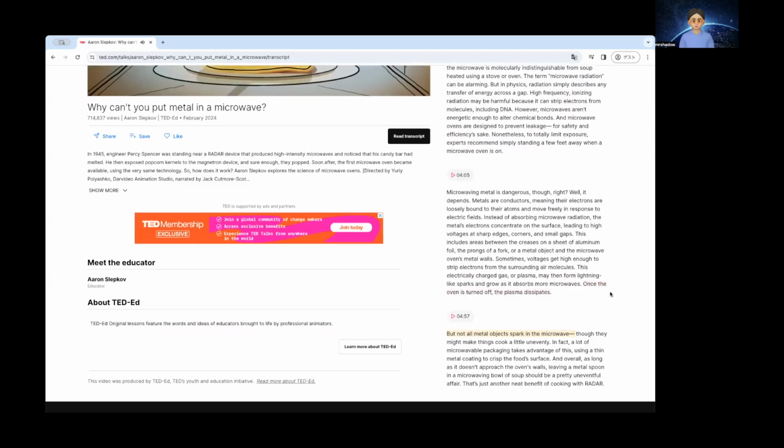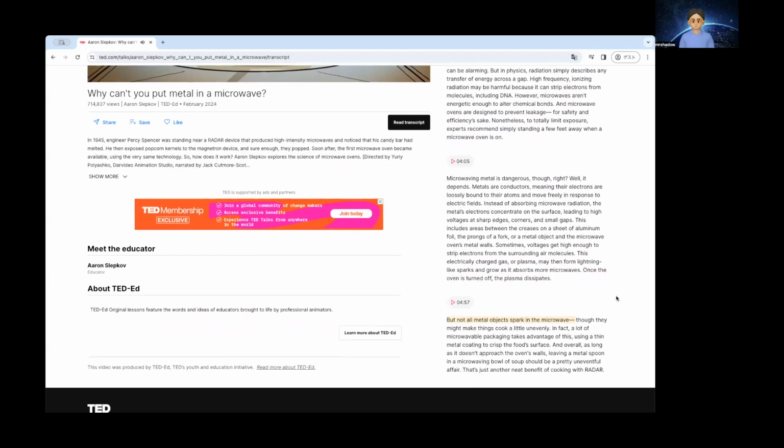But not all metal objects spark in the microwave, though they might make things cook a little unevenly. In fact, a lot of microwavable packaging takes advantage of this, using a thin metal coating to crisp the food surface. And overall, as long as it doesn't approach the oven's walls, leaving a metal spoon in a microwaving bowl of soup should be a pretty uneventful affair. That's just another neat benefit of cooking with radar.